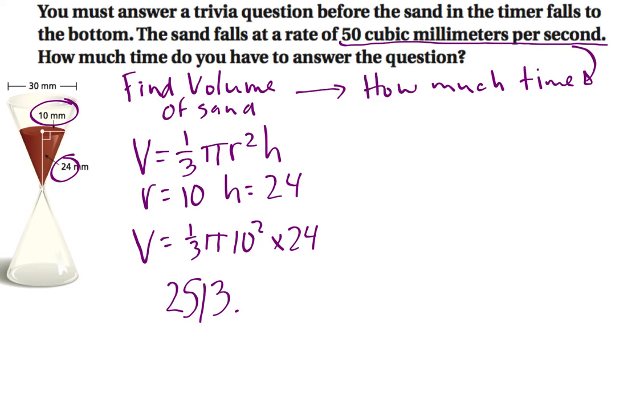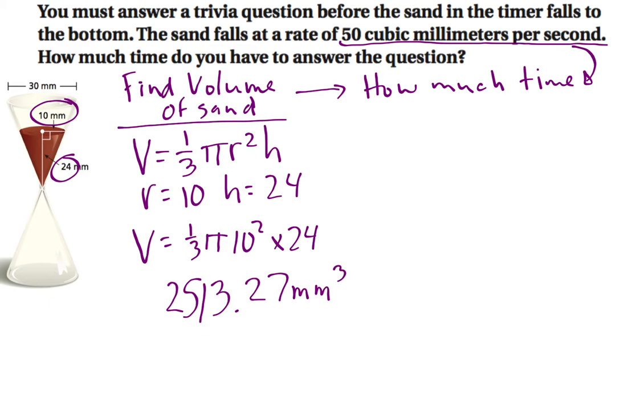And that is 2,513.27. Let's see, what does it round to? It doesn't tell me what to round to. I'm going to go a couple decimal places for now. I'm not at the end of the question right now anyway. But it comes out to 2,513.27 cubic millimeters. And that was the first thing I had to do, find the volume of sand. Now I know that. Now we're going to figure out how much time. And for this, you'll use your proportional reasoning skills.